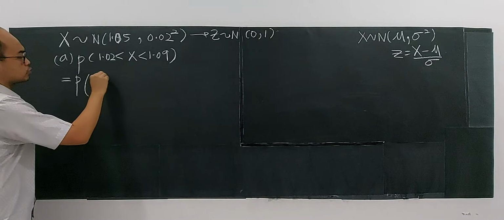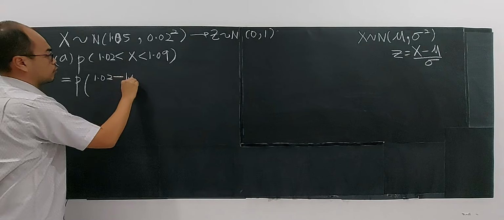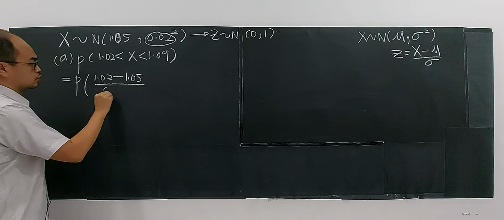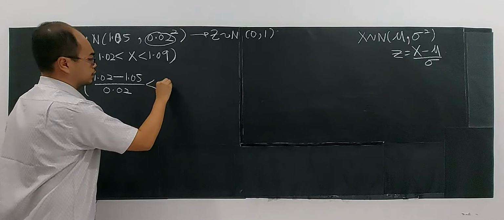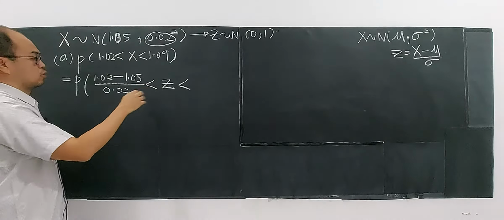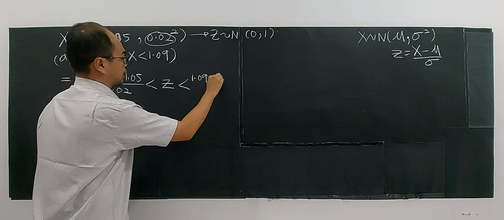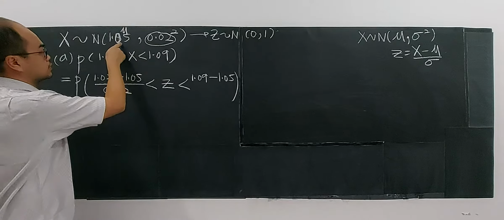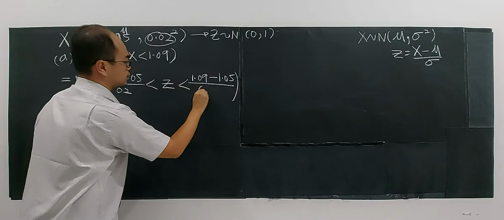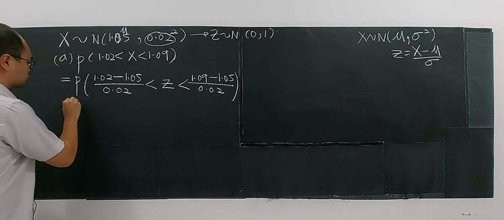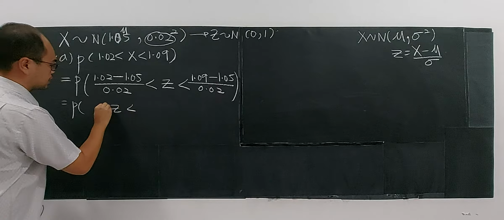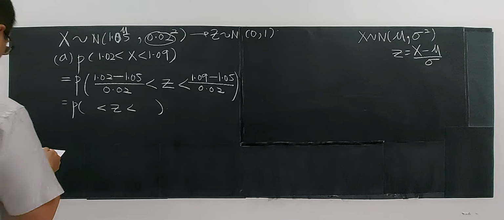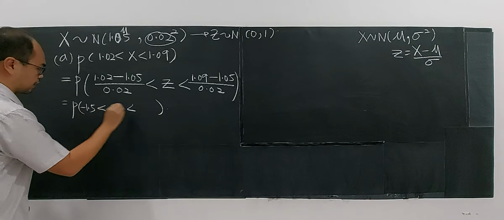So 1.02 minus away the mean, 1.05, divided by the standard deviation. This is the standard deviation, not including the square. So it's 0.02. Then here it becomes z, right? Because you have standardized the score. So 1.09 minus 1.05, the mean for this case, divided by the standard deviation 0.02, right? So from here, you can know that the score z will be in between negative 1.5 and 2, right?